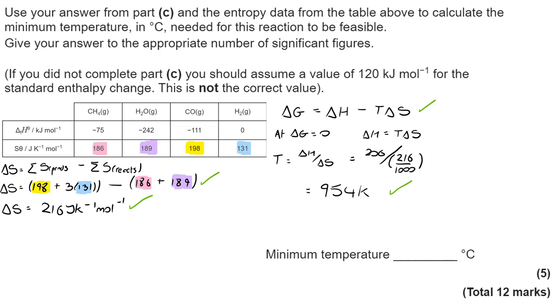I've got my 4th mark, but we need to read this question very carefully because the answer needs to be in Celsius. So we're going to subtract 273, taking us to our value, 681 degrees C.